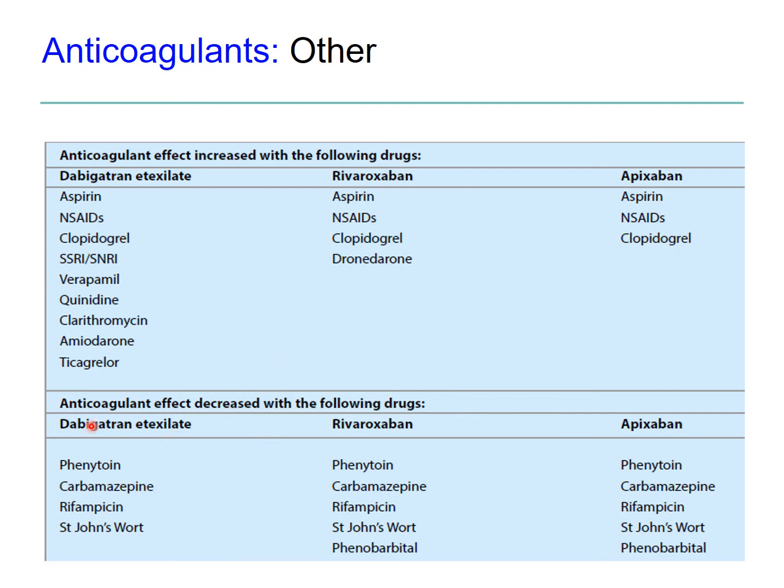The anticoagulant effect of dabigatran, rivaroxaban, and apixaban is decreased by phenytoin and carbamazepine, which are both anti-epileptic drugs, and carbamazepine is also used for trigeminal neuralgia, and rifampicin, which is an anti-tuberculous drug. Obviously you're not going to be prescribing these drugs, but you just need to be aware of these.